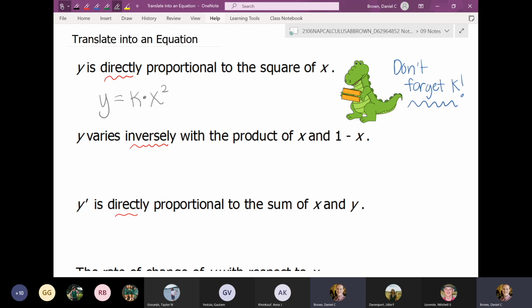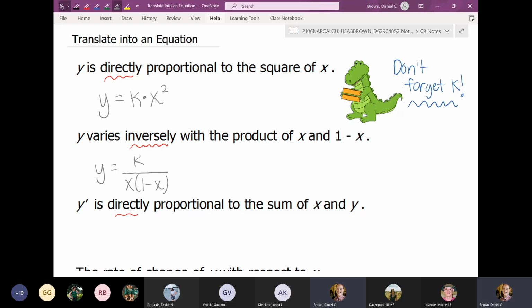That second one, what should you have gotten? Y varies inversely. So we know we're going to have stuff in the denominator. What is it inversely proportional to? X and the product of 1 minus x.